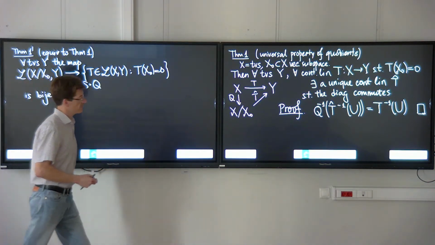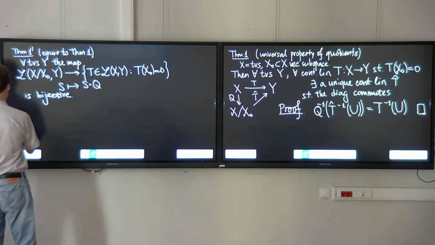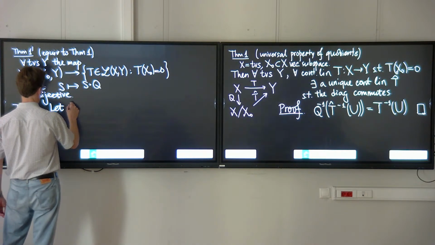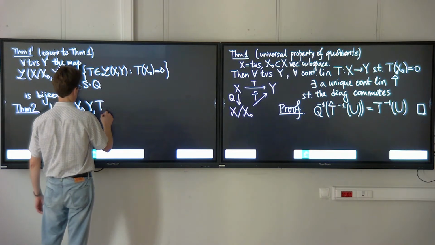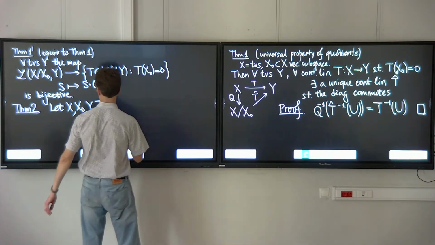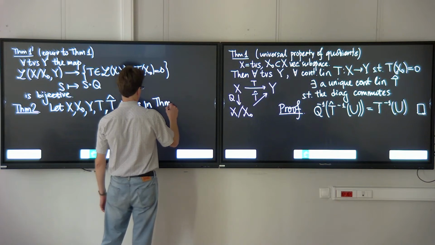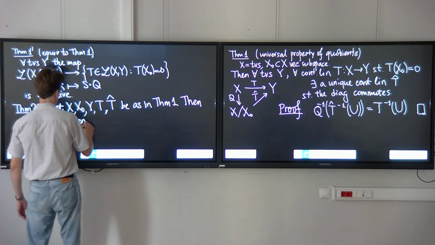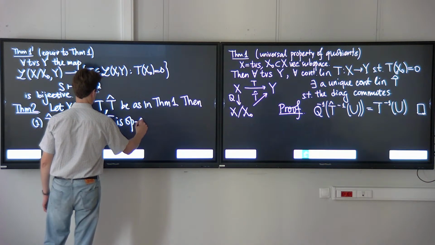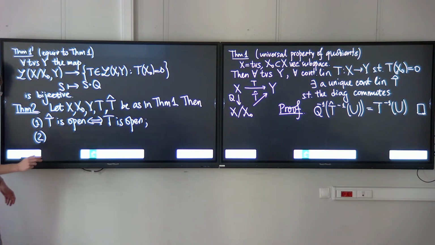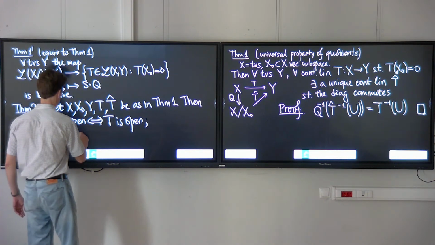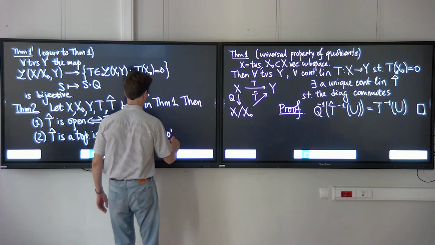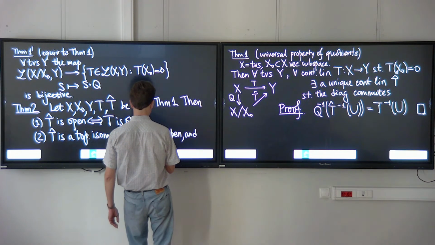Okay. A useful extension of theorem 1, a little more piece of information, is theorem 2. So suppose that X, X0, Y, T, and T hat are as in theorem 1. Then I claim that T hat is open if and only if T is open. And second, which is basically a corollary of the first, T hat is a topological isomorphism if and only if T is open and X0 is exactly the kernel of T.